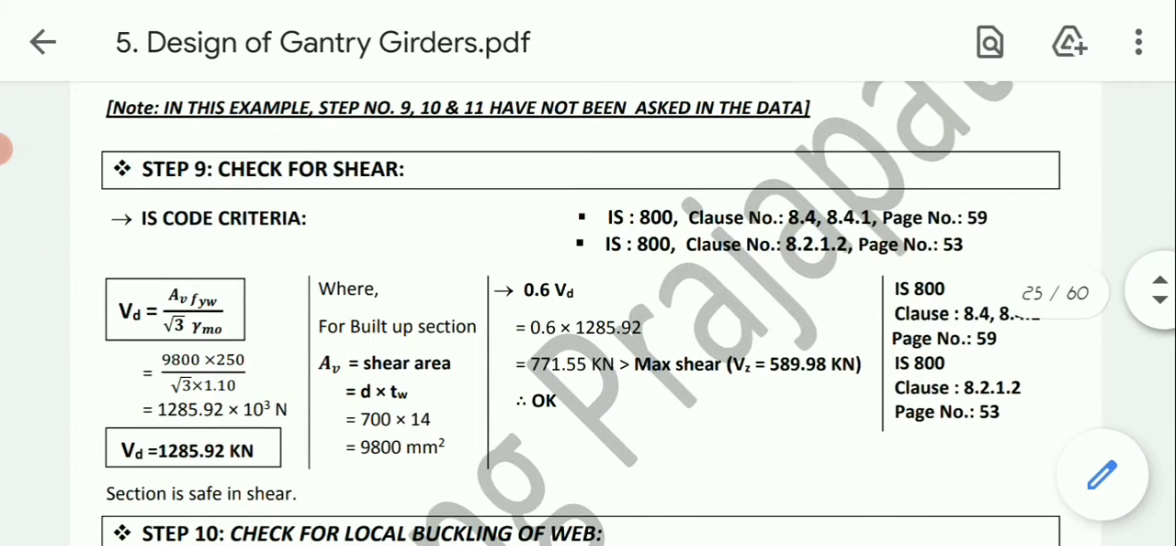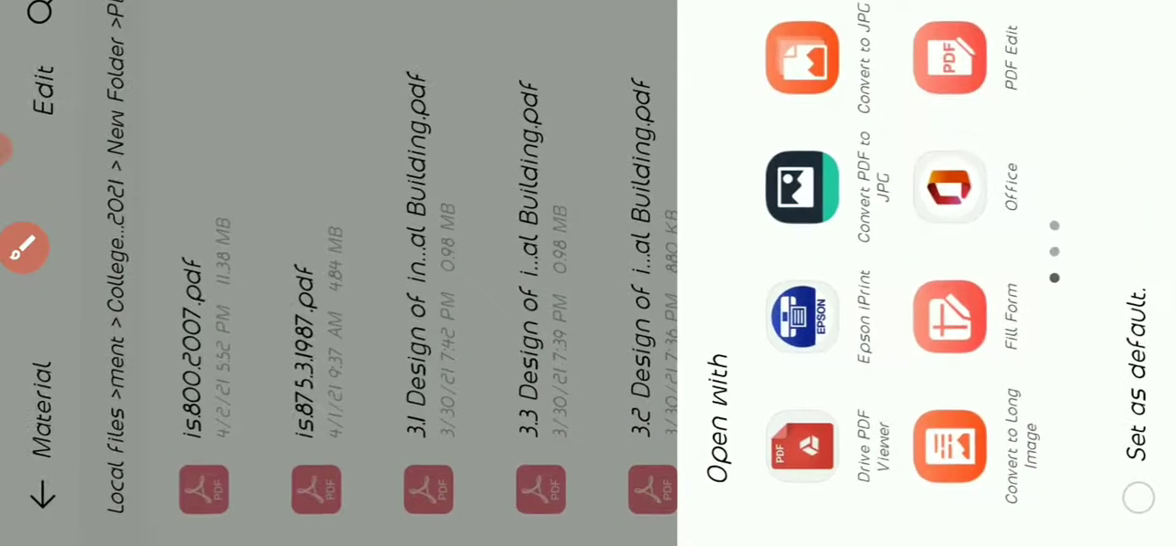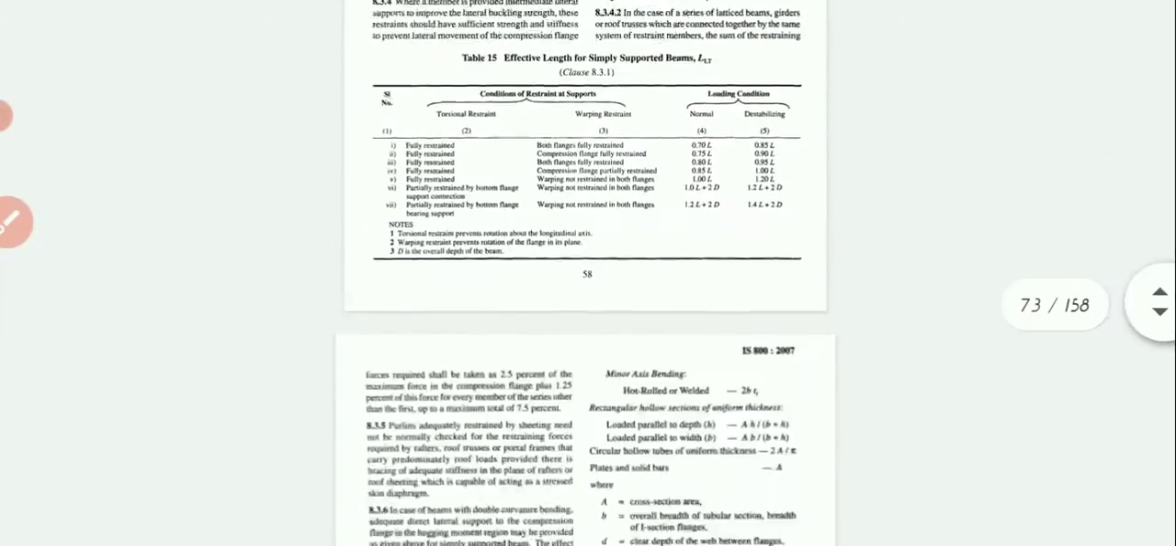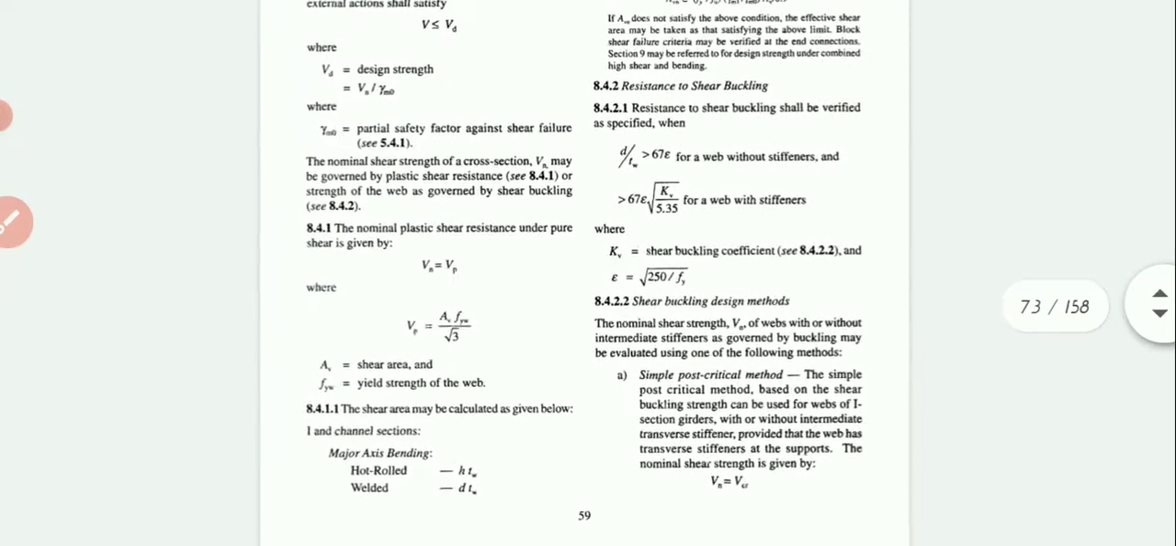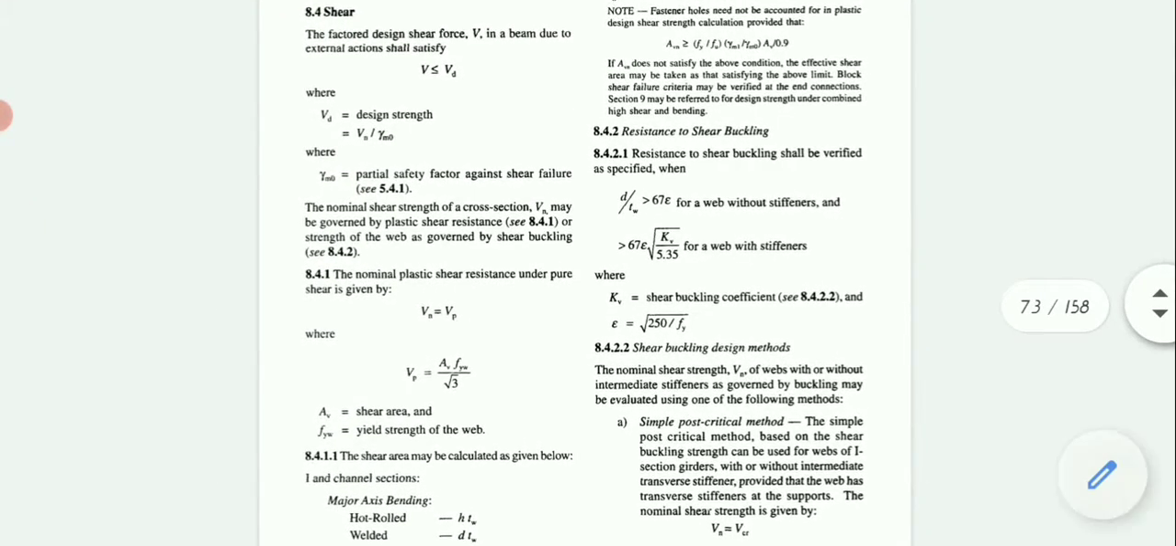So first of all, step number 9, check for shear. Now for the shear check we have already used this formula in the plate girder also. Okay, just a minute, page number 3.